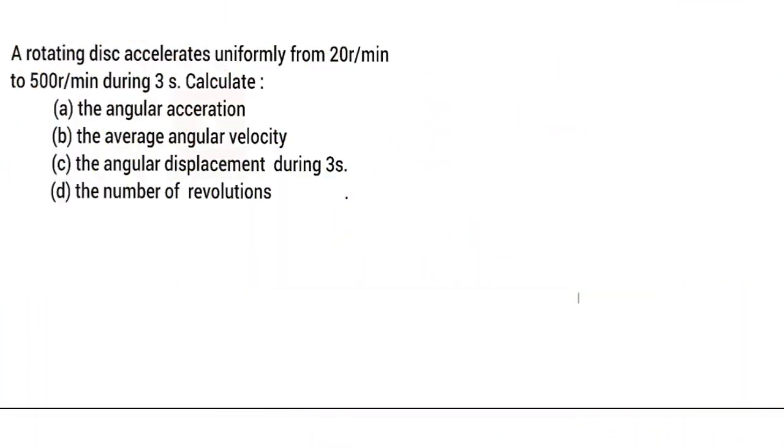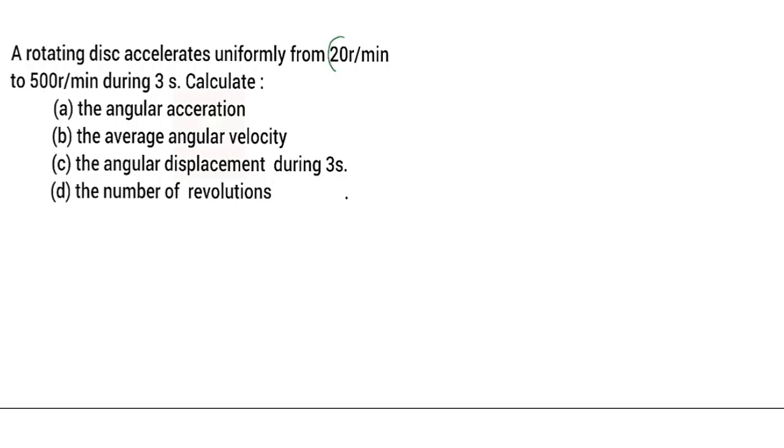In this lesson, we're going to be solving this problem. This problem is under angular motion. Here, the problem reads as follows. A rotating disk accelerates uniformly from 20 revolutions per minute to 500 revolutions per minute during 3 seconds. Calculate the angular acceleration, the average angular velocity, the angular displacement during 3 seconds, and the number of revolutions.